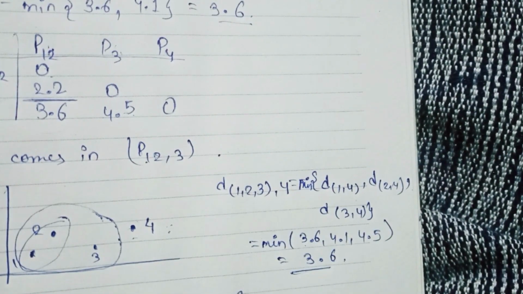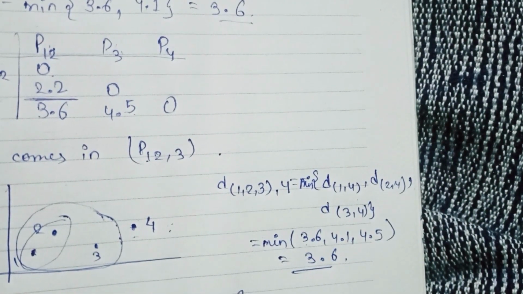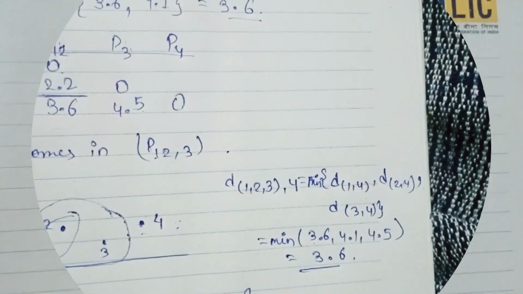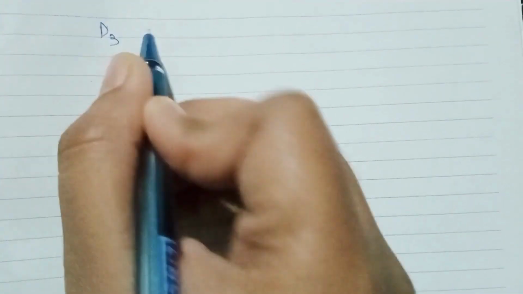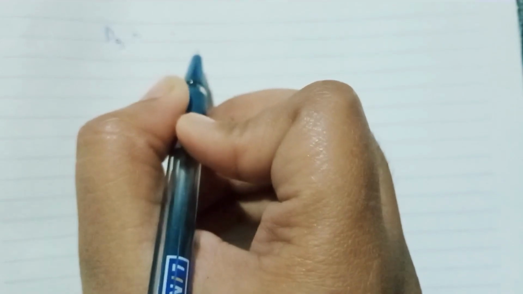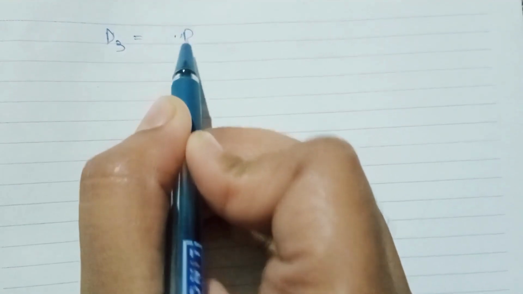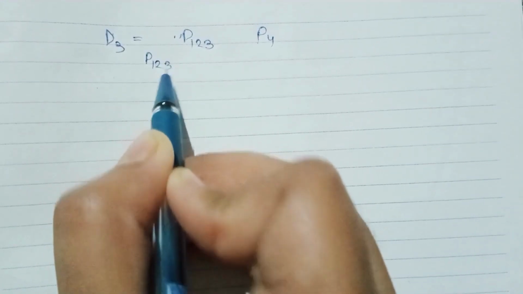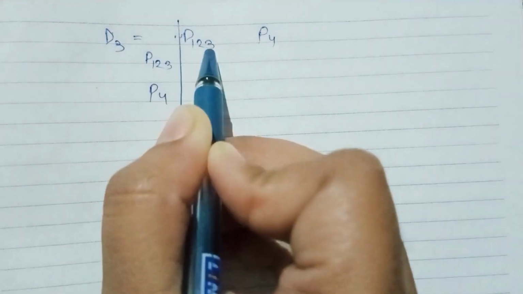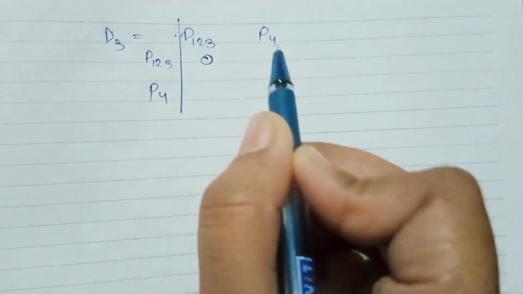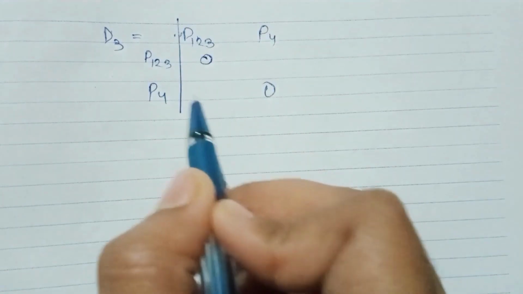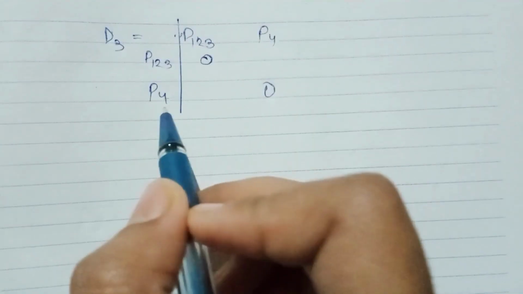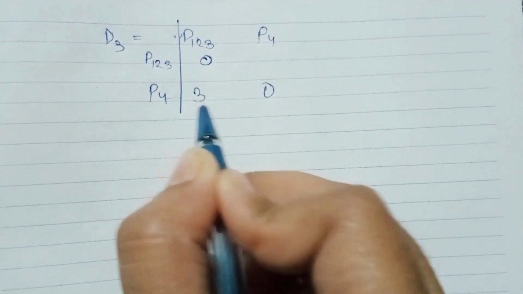Now we will again make the matrix, which is as follows. Let's say D3 is the matrix. So 1, 2, 3 was in a single cluster and 4 was remaining. So P1 2 3 and P4, and similarly P1 2 3 and P4. P1 2 3 to P1 2 3 is 0, and P4 to P4 is 0. Now the only thing remaining is P1 2 3 with 4. So we have calculated it was 3.6.